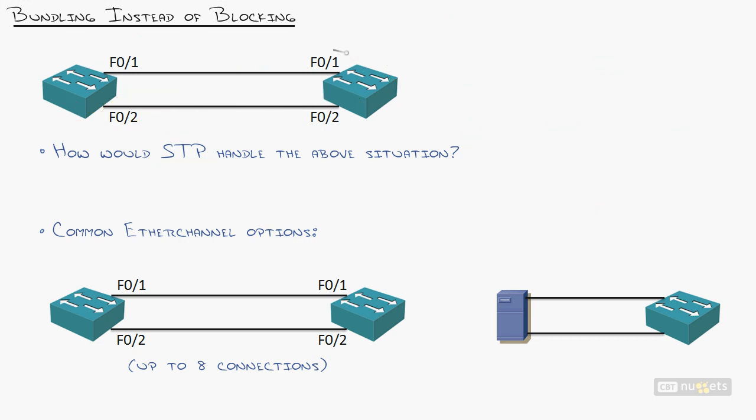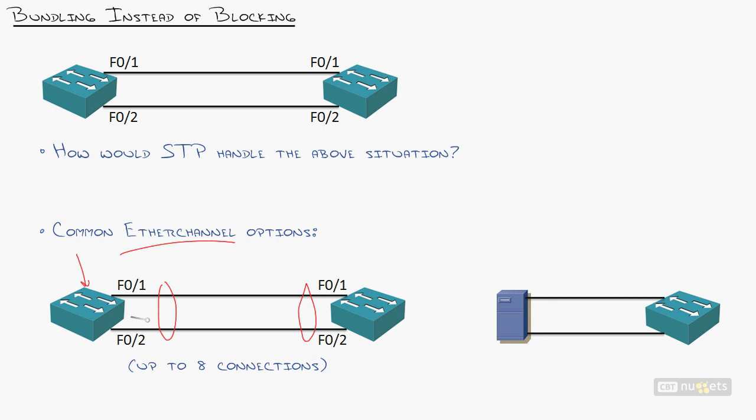What's new? EtherChannel allows us to say, you know what? Instead of blocking the ports between the switches, can we bundle them together? Now you might say, well, sure, but doesn't that cause a loop? Aren't we back to the same loop situation? Well, here's how it works. With EtherChannel, the switches no longer see these as individual links. They see them as one logical port.